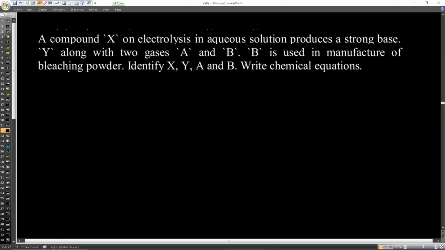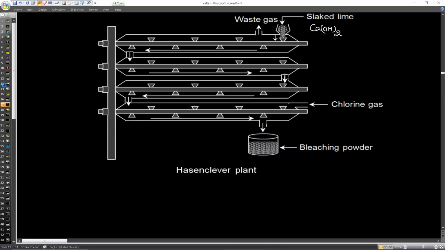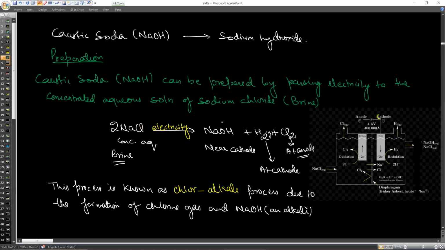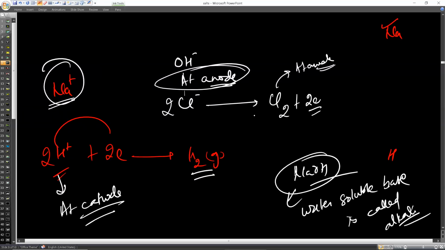You understand? Compound X on electrolysis in an aqueous solution produces a strong base. So we have NaOH, a strong base. Now you're saying compound X on electrolysis. So which salt have we studied that undergoes electrolysis? Caustic soda, NaCl. NaCl on electrolysis gives a strong base X and two gases. So this we have studied. Only the electrolysis we have studied now.